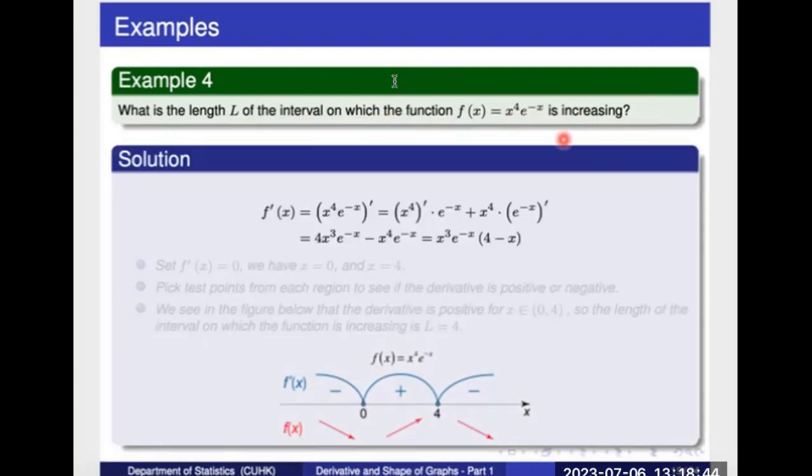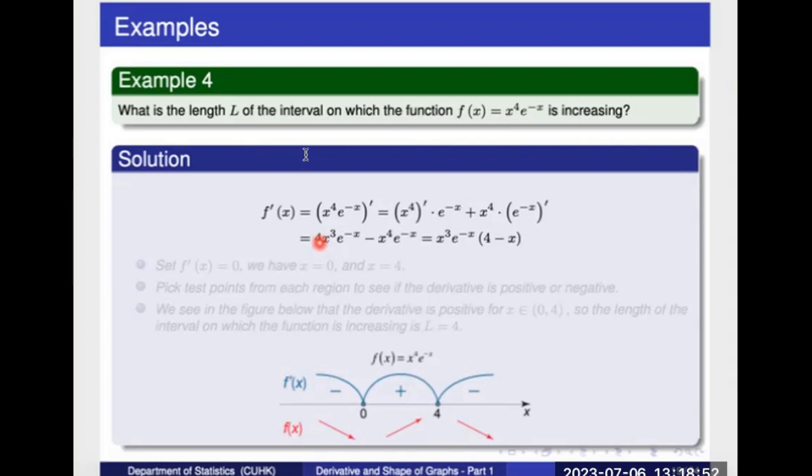To find this length, we need to find where the function changes from increasing to decreasing, or in other words, where the derivative changes from positive to negative. The derivative of f is f prime of x equals 4x cubed minus x to the power of 4 times e to the power of negative x.